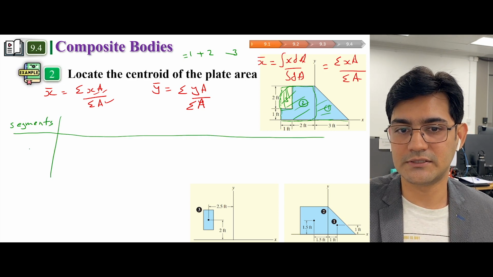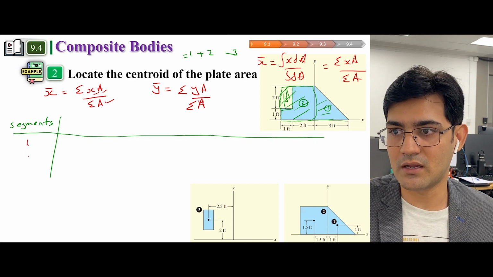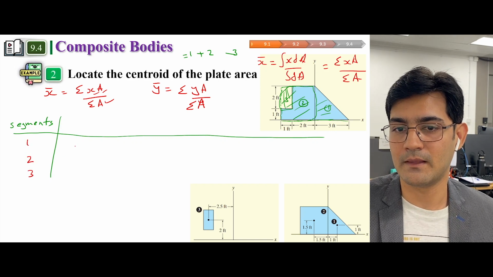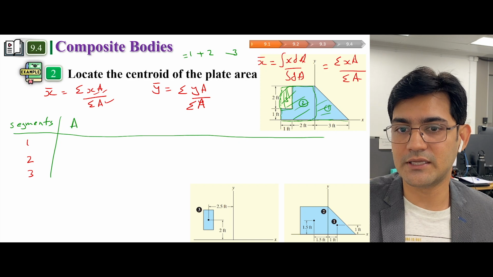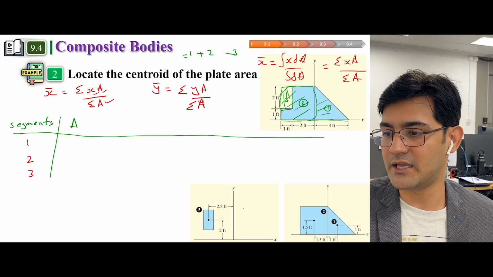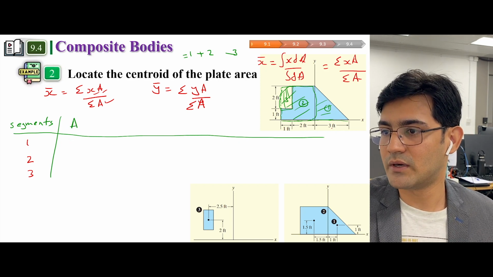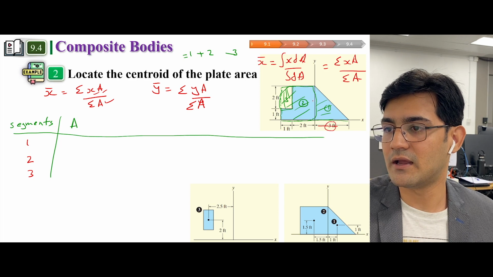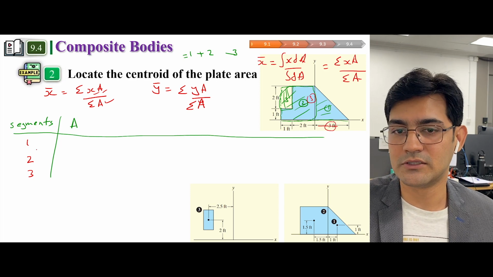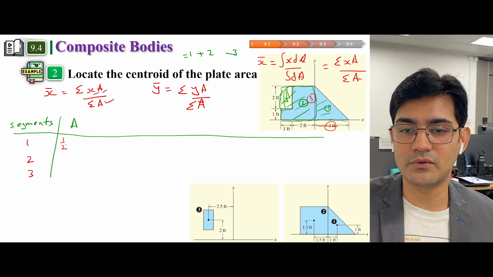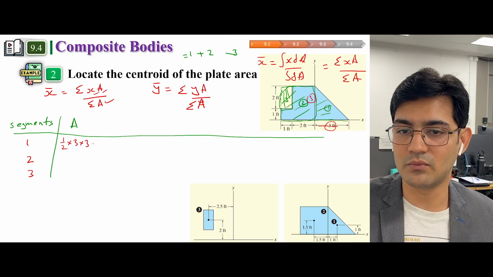Now what are the segments? We have segment 1, 2, 3. And what are the areas of these segments? Now what is the area of segment 1? Segment 1 is 3 meter, and this is also 3 meter. So the area of triangle is 1 by 2 into 3 into 3, which would be equal to 4.5.